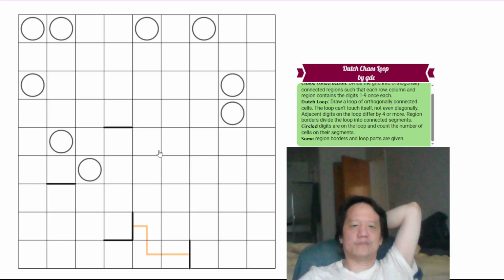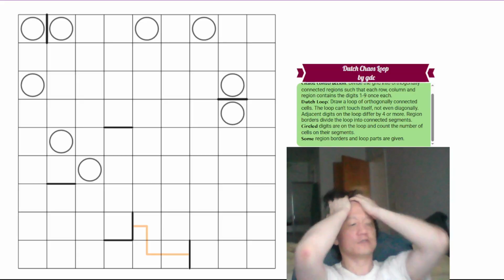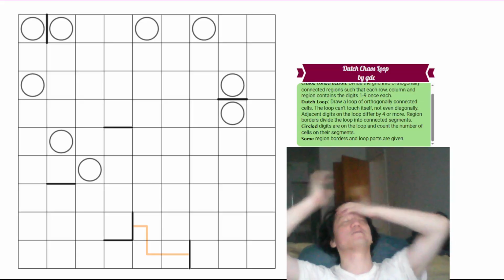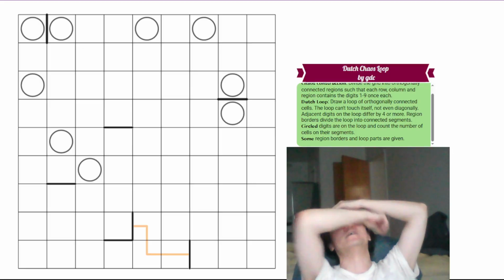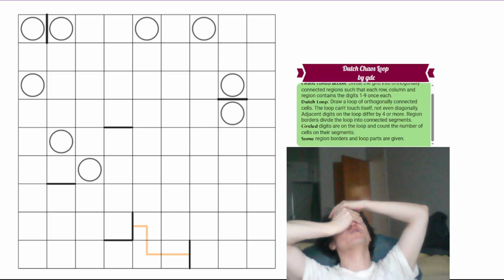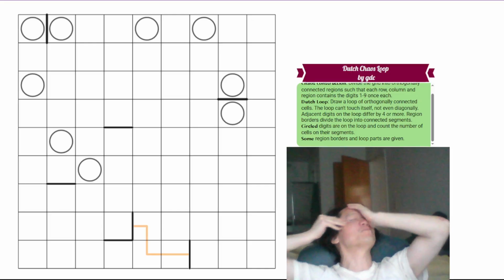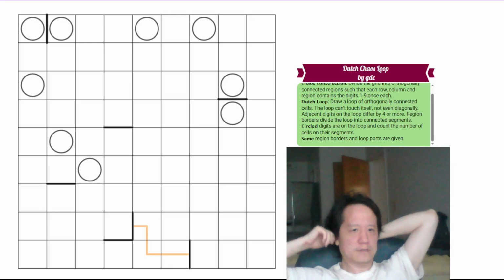Okay. We know there's a border here. It's harder because right now I'm using the coloring for regions. Normally what I usually do for loops is I have the coloring set aside for the loop, so I can tell what can and cannot be on the loop or not. But I'm having problems with that.